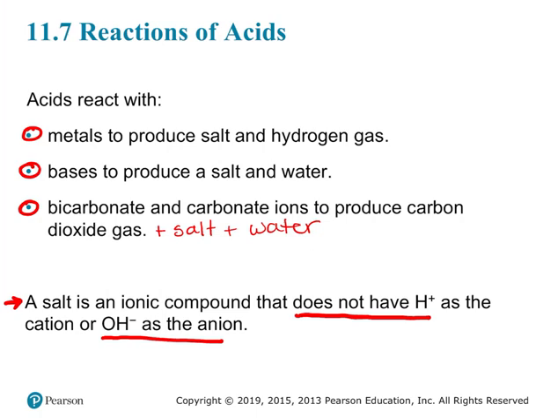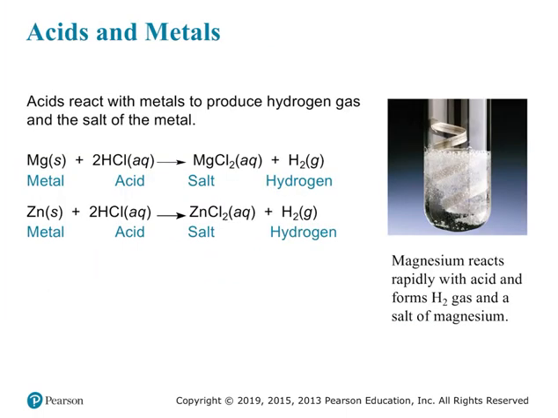So remember, carbonate ions are CO3 2-, and then bicarbonate has a hydrogen attached, and it's HCO3-. So that can also be called hydrogen carbonate. Okay, so let's look at these reactions in a little more detail. All right, so acids again can react with metals to produce hydrogen gas, and then the salt of the metal.